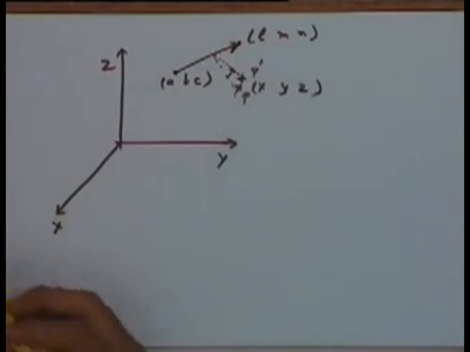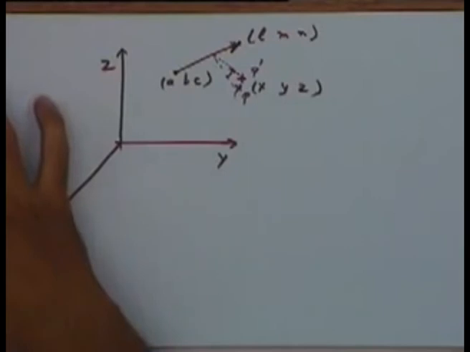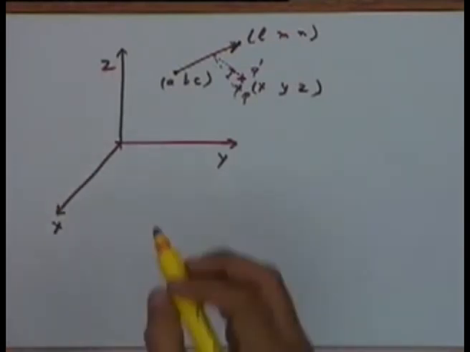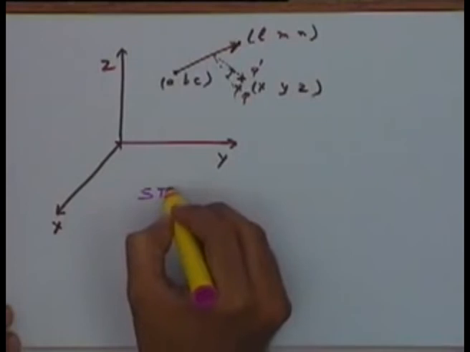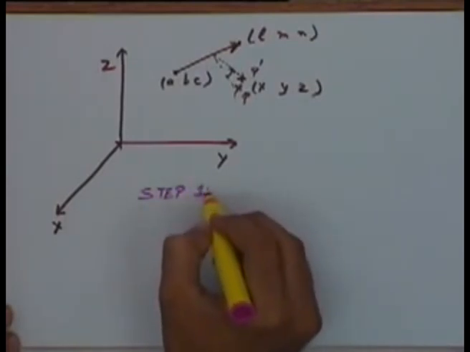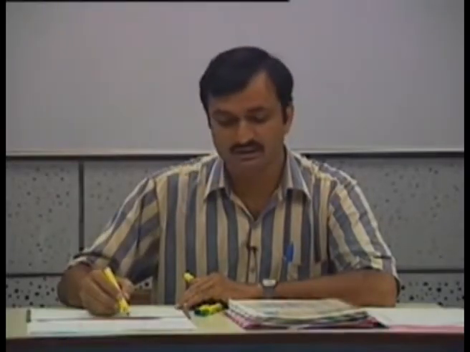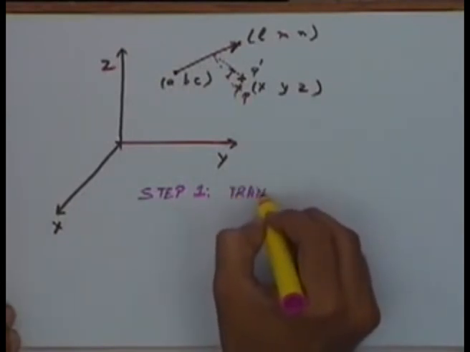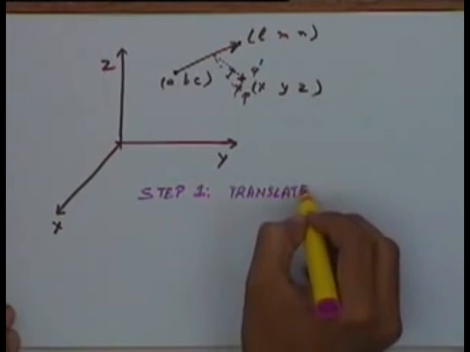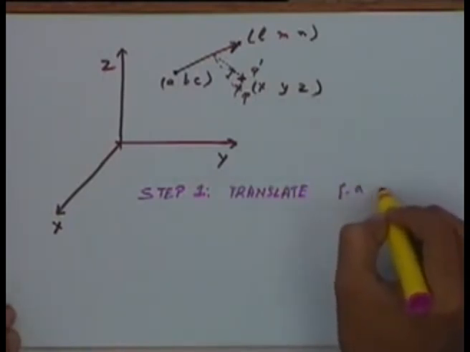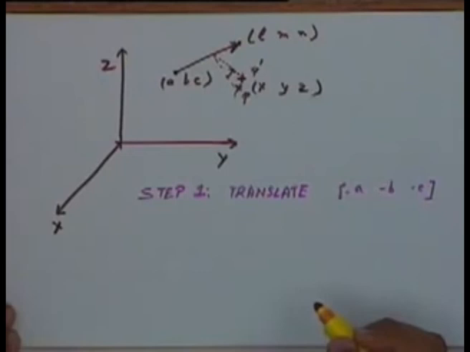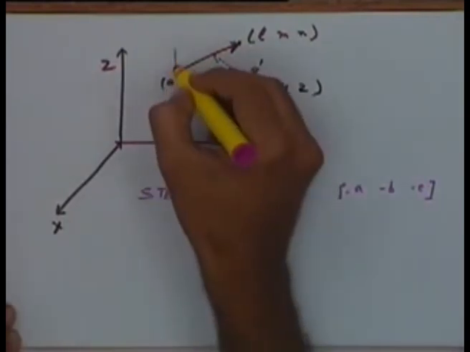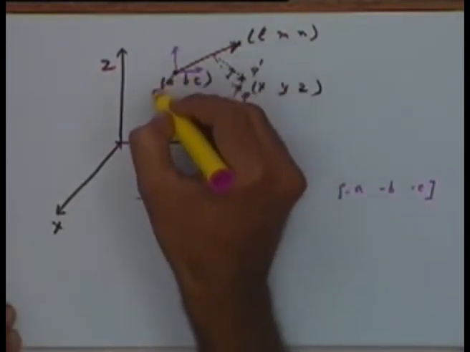How do we find out the coordinates of P prime? What will be the sequence of steps involved? Anyone? We translate so that this becomes the origin. Translate by minus A, minus B, minus C. So now my axis will look something like this.